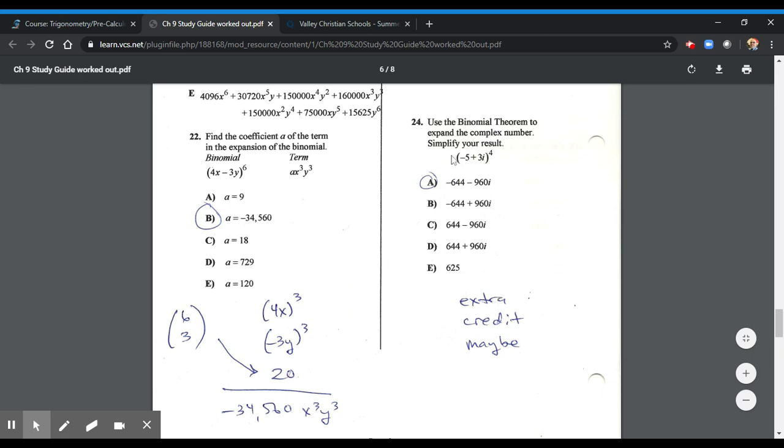All right, we'll skip 24 here. If you want to do it for extra credit, give that a shot. Show me how you did it.